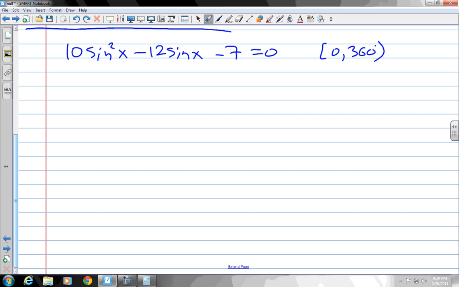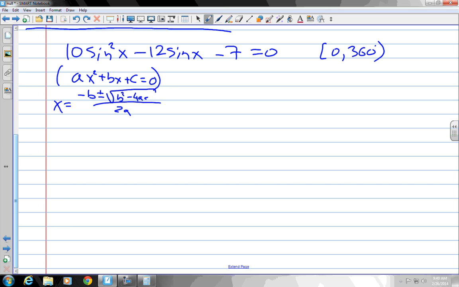You have something that's squared, something that's not squared, and a constant. It is of this form. It looks like ax squared plus bx plus c equals 0, right? So we can solve it like a quadratic equation, right? You're going to try to factor first. I don't think that'll work. The general solution to a quadratic equation is negative b plus or minus the square root of b squared minus 4ac over 2a. That's the quadratic formula. So I'll just ignore the fact that I have sines instead of x's. I'll just say a is 10, b is negative 12, and c is negative 7.